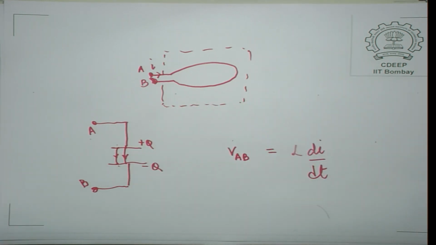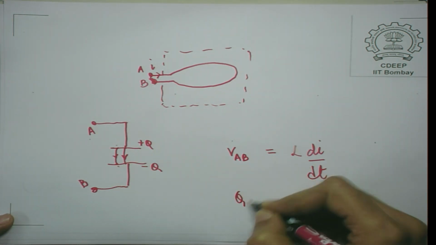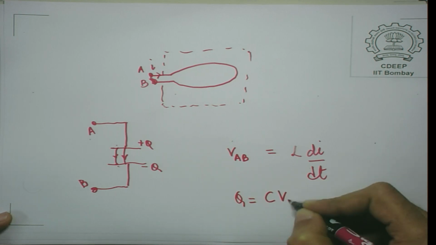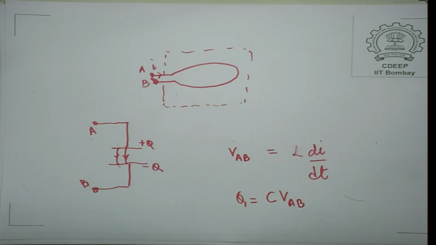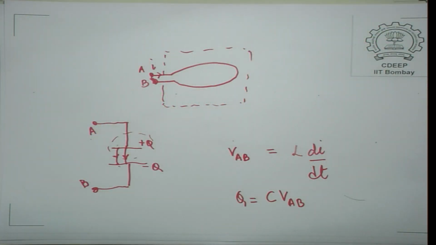We assume no magnetic field within the capacitor, and this in fact gives you a relationship Q is equal to C V_AB. This is actually coming from Gauss's law of electricity: since there is an electrical field, there will of course be charge enclosed, if you surround this plate by a sphere and compute the electrical flux.